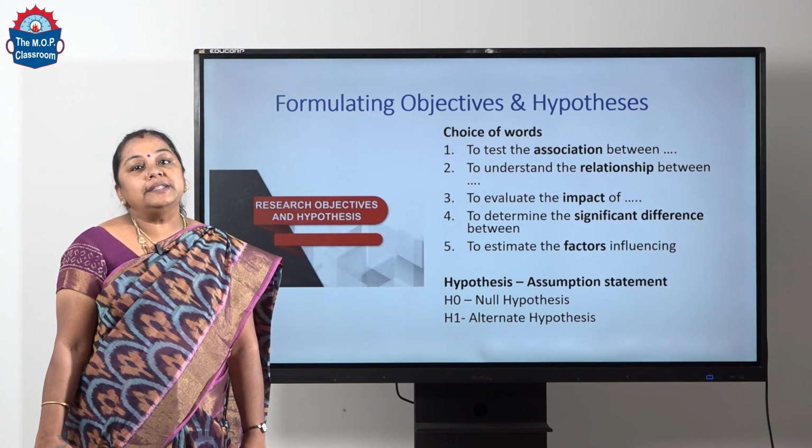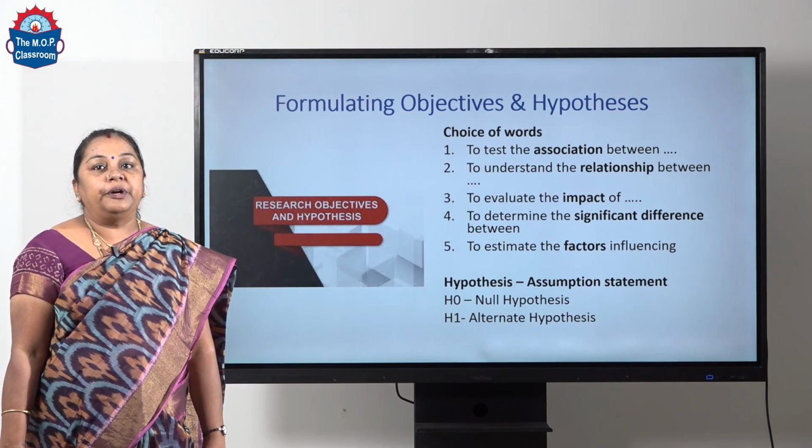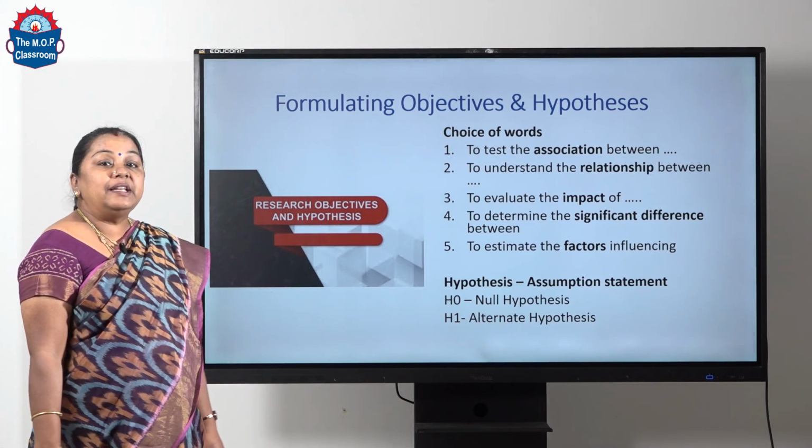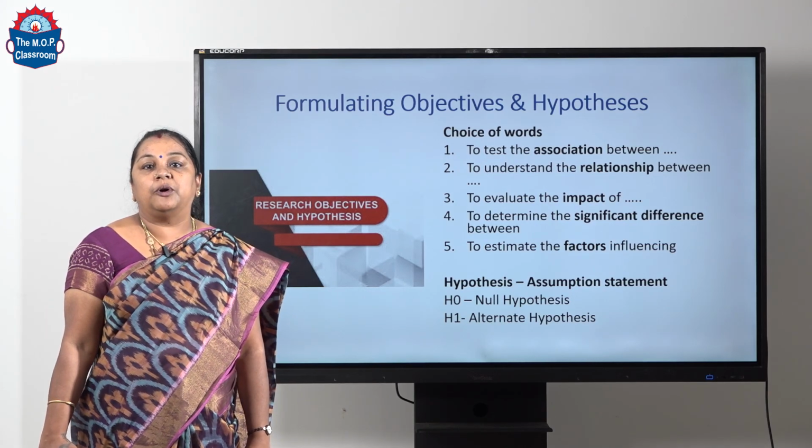If you want to go one step further to find the impact between the variables, then it means that you are going to do a regression. To determine the significant difference, if you are going to use this phrase, then it means that you are going to do a t-test or an ANOVA.